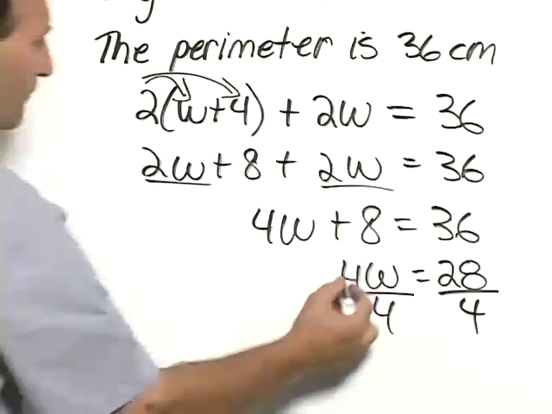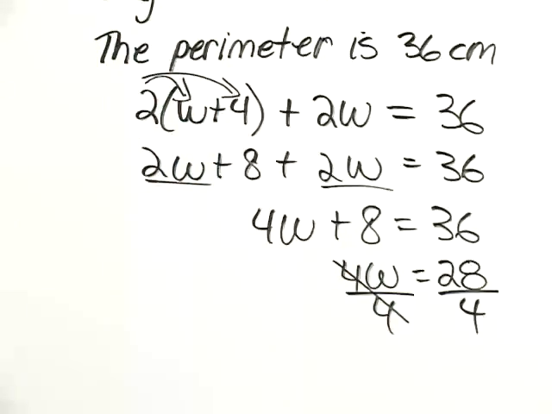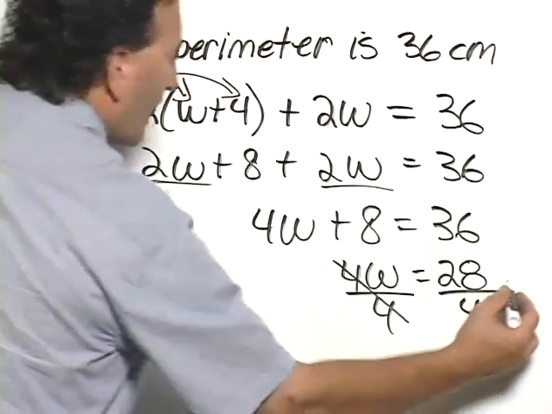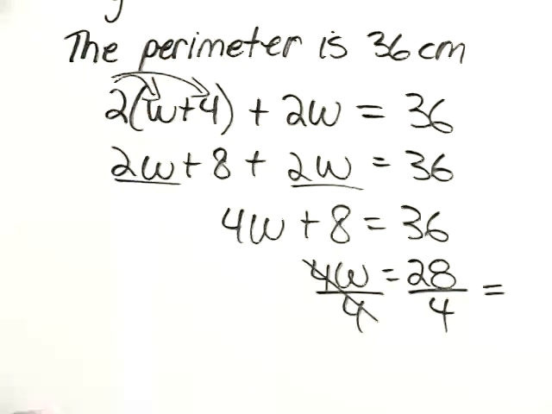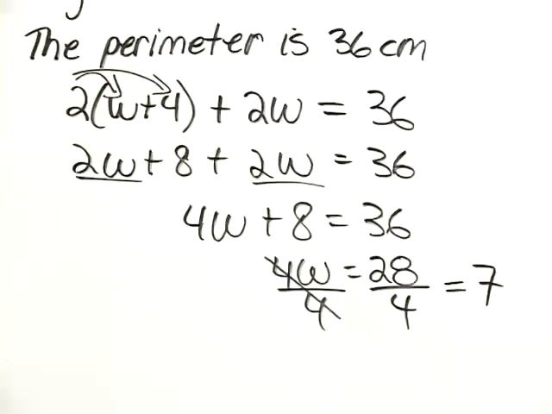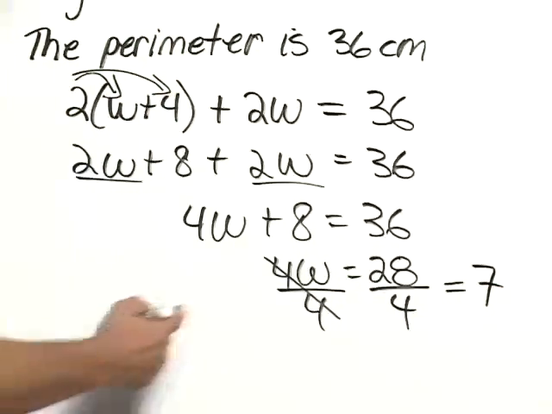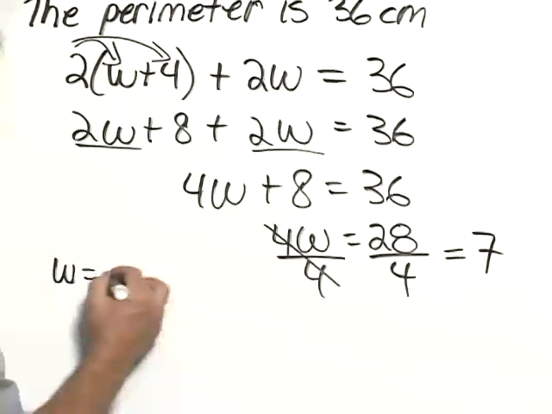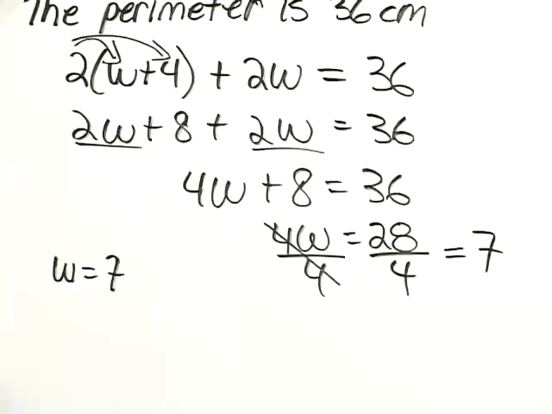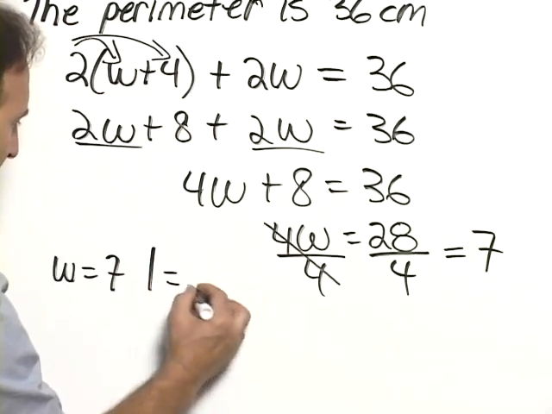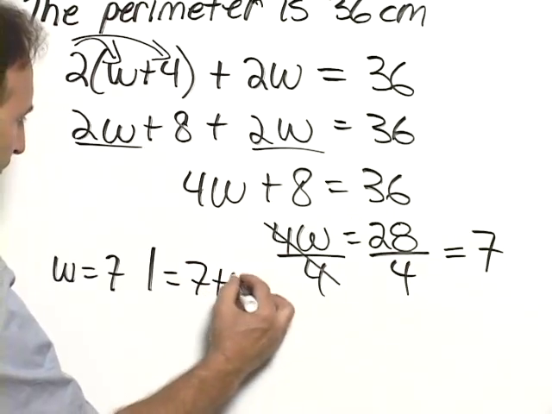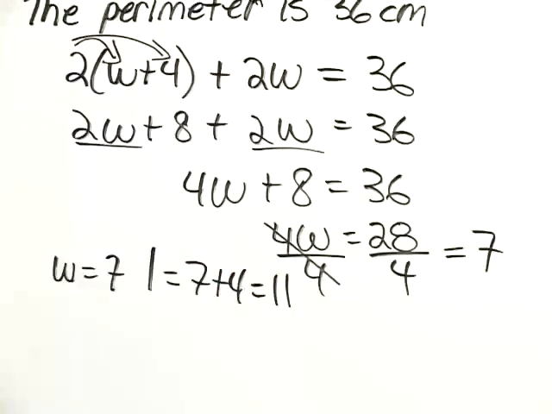If we divide by 4, we see that we get W on the left-hand side, and on the right-hand side, 28 divided by 4 is 7. So W is equal to 7, and that's the width. And that means that the length is equal to 7 plus 4, or in other words, 11.